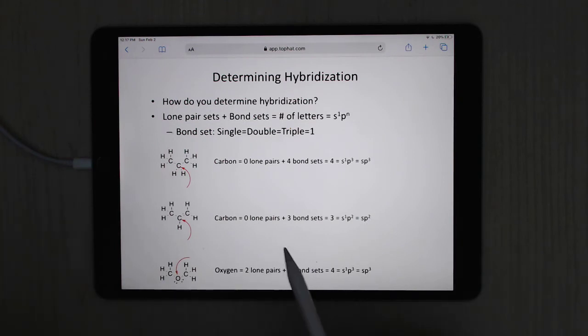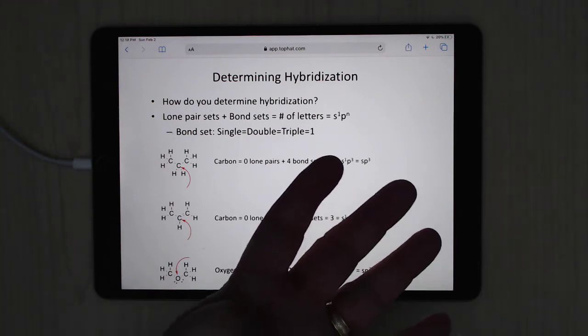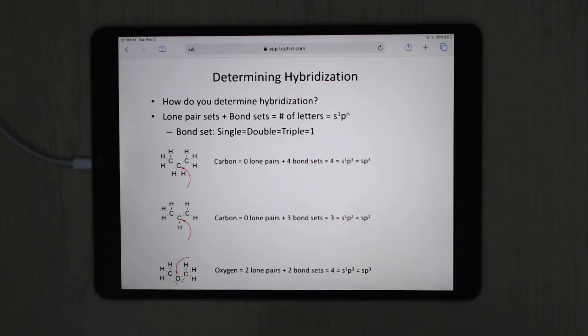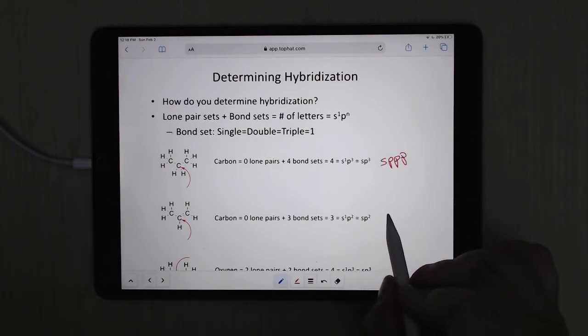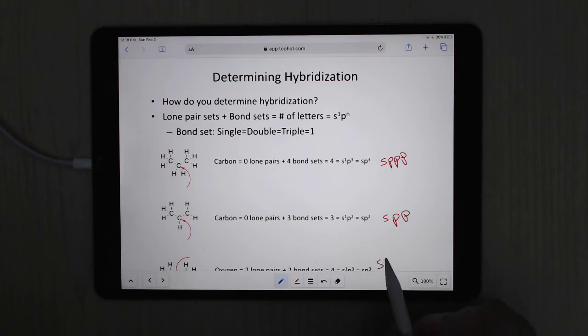And then for this oxygen, you've got two sets of lone pairs, right here and right here, and then you've got 2 bond sets, so one there and one there. And so you're going to need 4 letters, and so SPPP, or sp3. You can write it as SPPP, if it's easier to think about, or you can write it as sp3. So it's just whatever you're comfortable with.